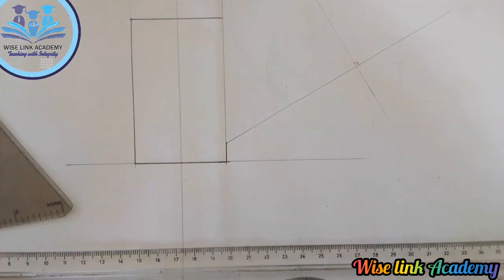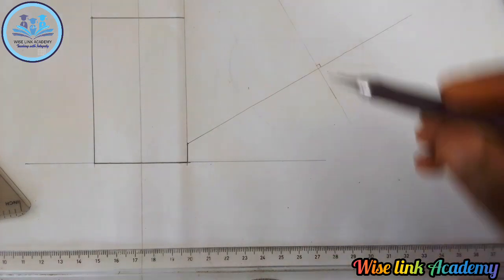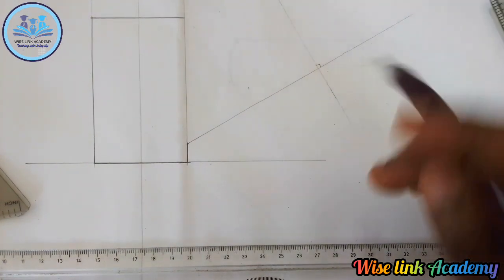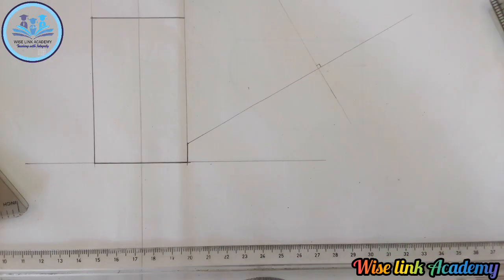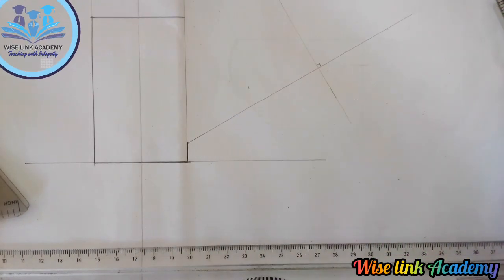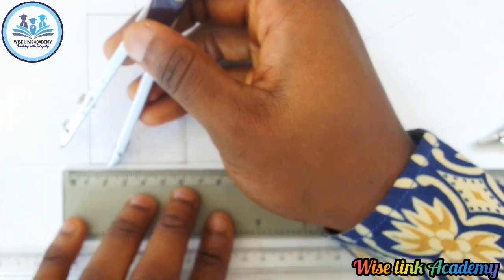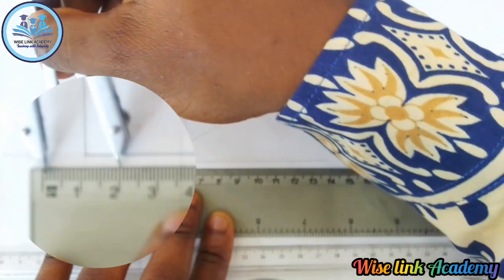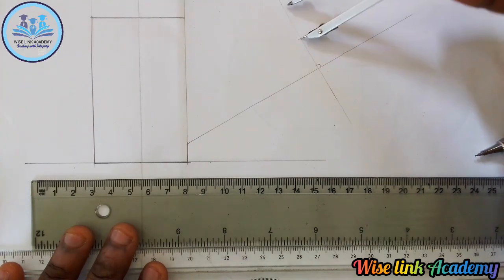Next up, I will take my compass. The diameter of the cylinder is 40. Let me show you. From here to here is 40 in diameter. So I'll measure half of 40, that is 20. Let's measure 20 with my meter rule and my compass, from here to this point is 20, and I'll place it at this point. 20 here and 20 here.